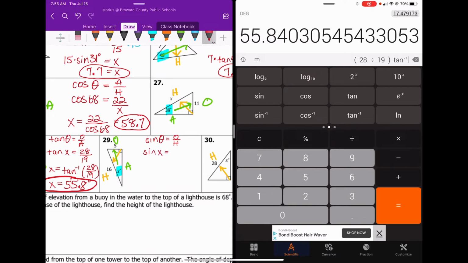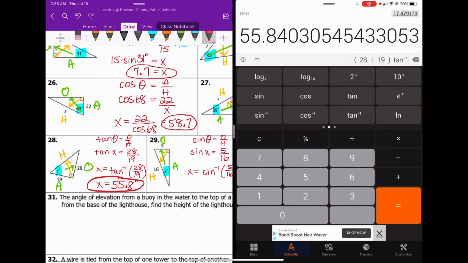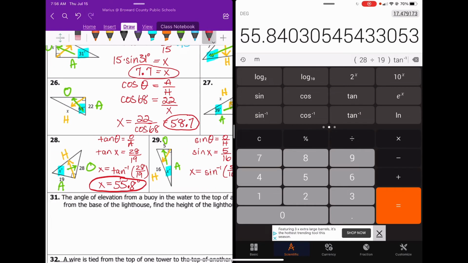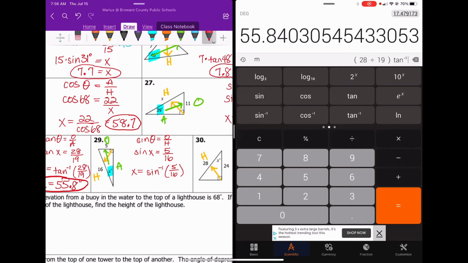Sine of x is equal to 5 over 16. And now we're going to do x is equal to the inverse sine of 5 over 16, okay? And if you notice, for examples 28 and 29, when x is part of the trig function, when you solve for x, you're going to do the inverse of that trig function with the fraction, whatever the proportion is, okay? Just wanted to make that clear. But let's go ahead and figure this out.